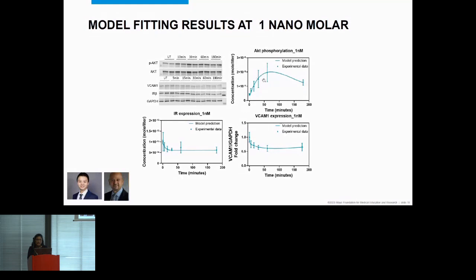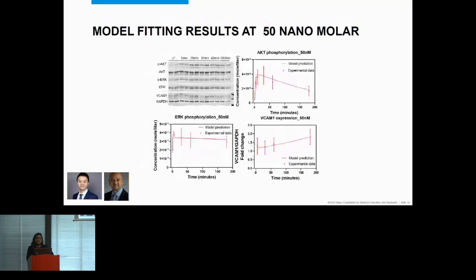So at the beginning, the AKT took off, whereas the IR and VCAM1 expression, as expected, were going down with our model. And then with the 50 nanomolar data, we saw the opposite of what we were seeing previously in our model. So basically, the AKT went up, and then the ERK also went up, and then the VCAM also went up. So this agreed with what we had in our previous model when we built the model.